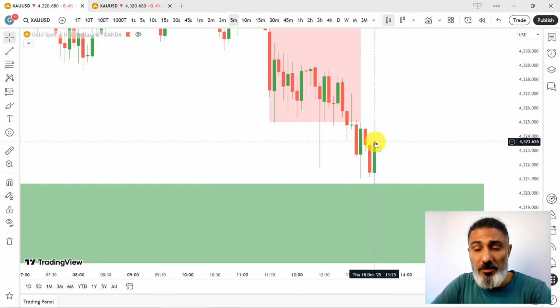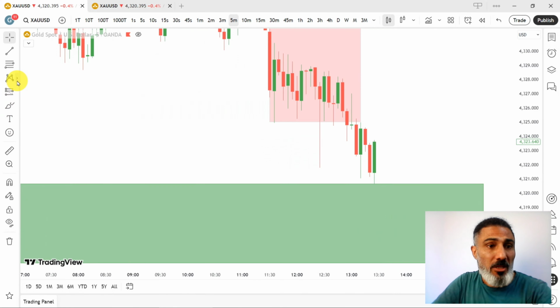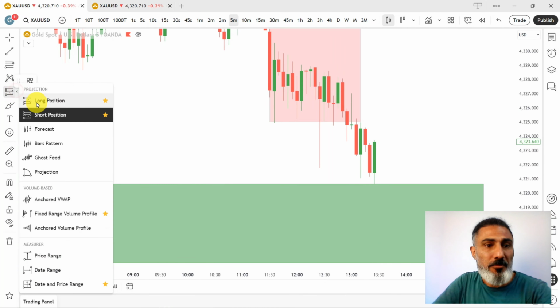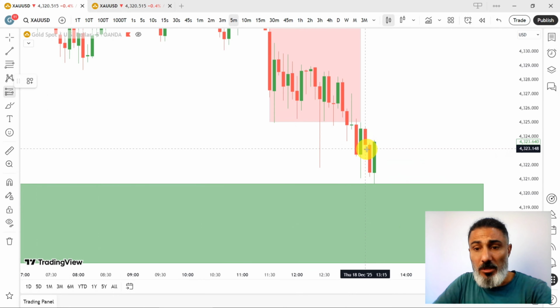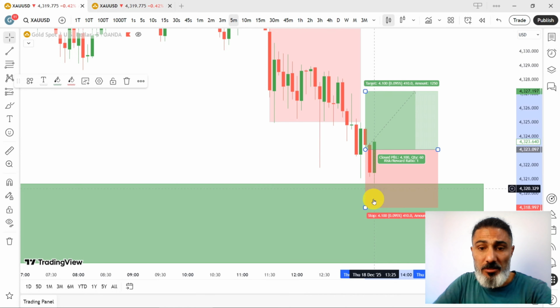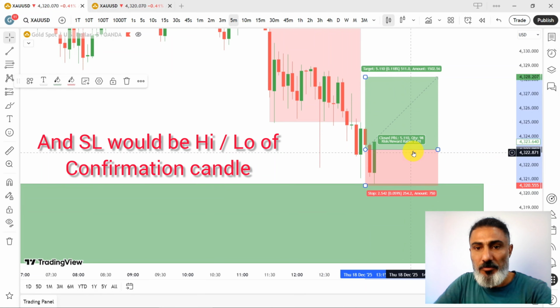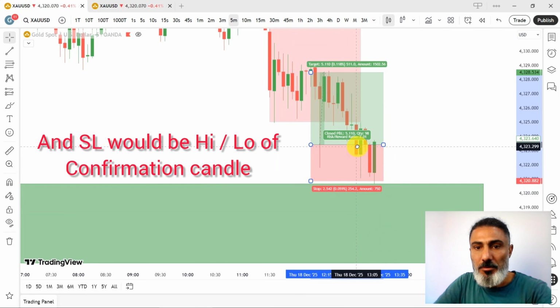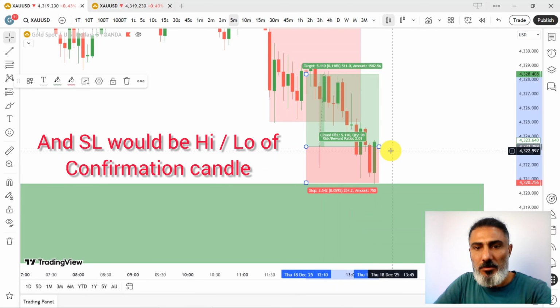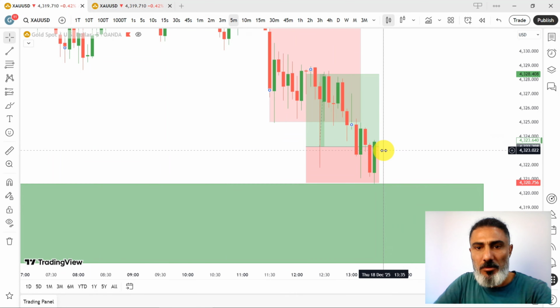I recommend not entering right at the close of the candle. You might lose your opportunity, but still it's better to wait for a little correction, like 25% or 50% of this candle. So if we put a limit order here and with a risk to reward ratio of 2, now the position is triggered.